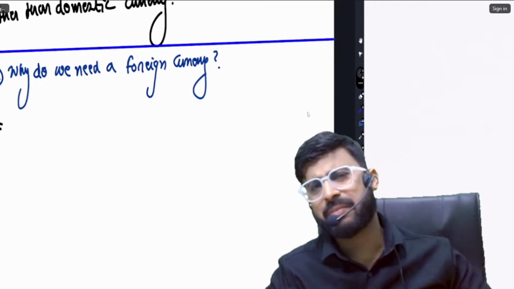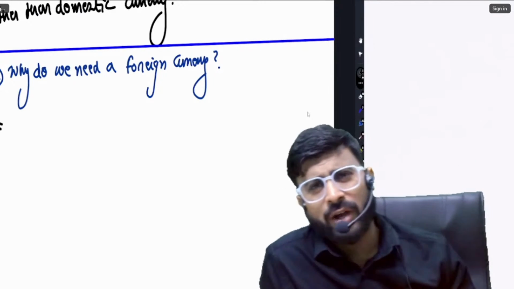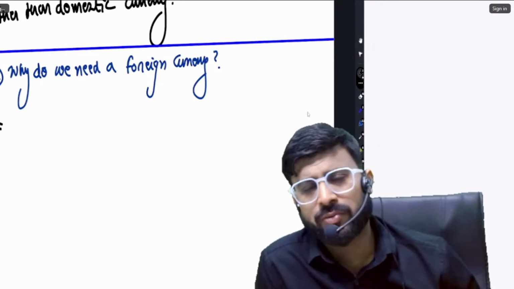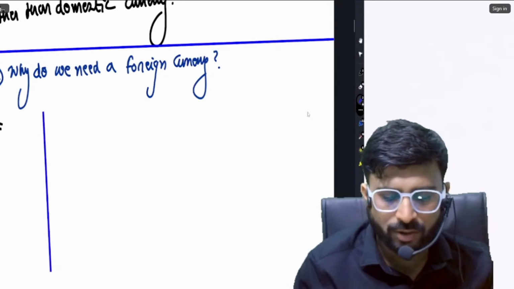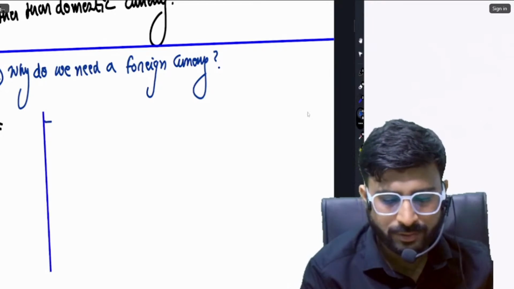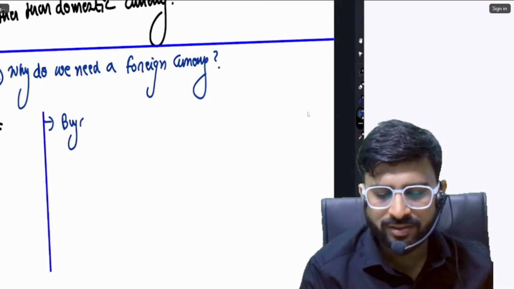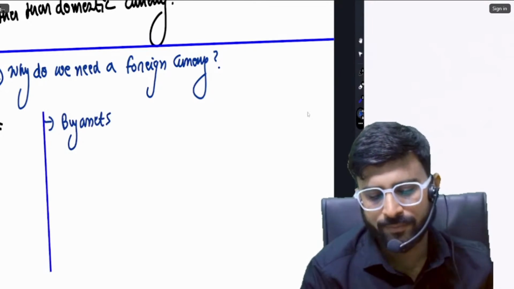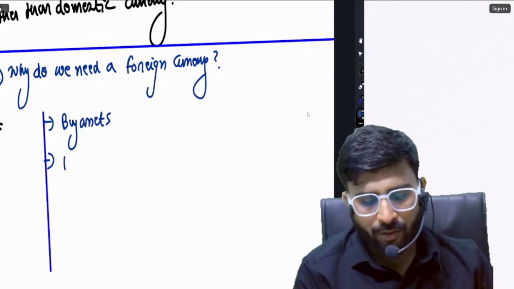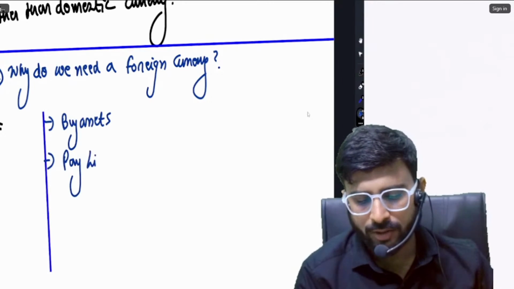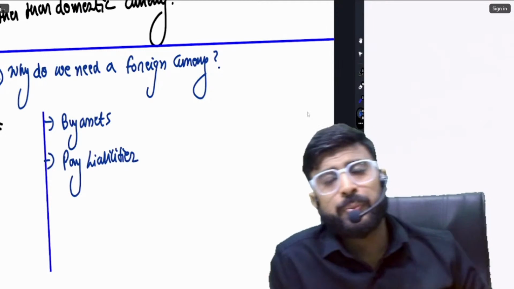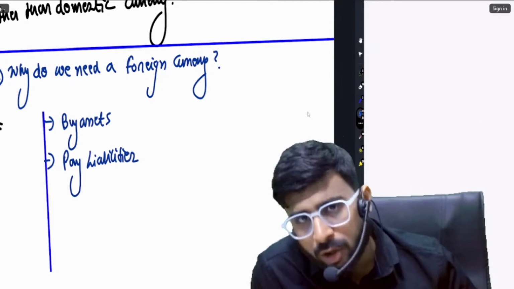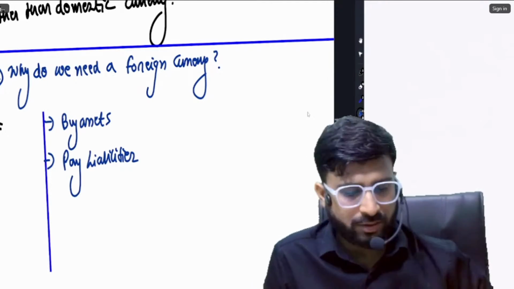As written in the ICAI material, there are around 4 to 5 reasons. You would see them on the first page of the notes itself: the reasons behind maintaining foreign currency. We have to buy some assets from abroad. We have to pay some liability abroad. Suppose we had taken some loan from abroad and now we want to pay that back. So we have to have foreign currency with us.